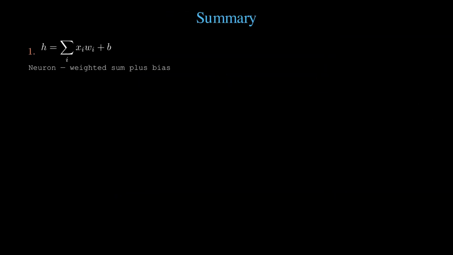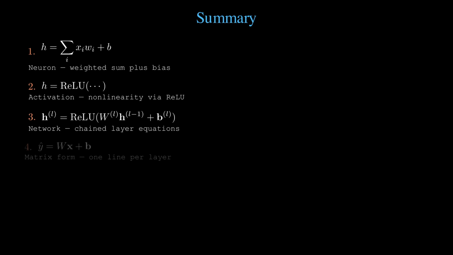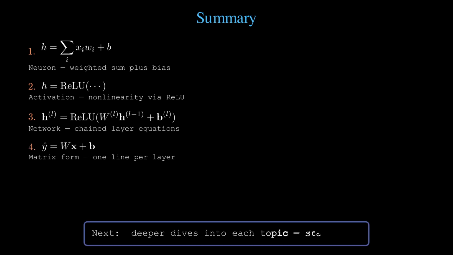Now let's put it all together. A neuron computes a weighted sum of its inputs plus a bias. An activation function like ReLU adds nonlinearity so the network can learn complex patterns. Stack multiple layers, and data flows forward, each layer transforming the signal. We write a full layer as y hat equals W times x plus b.